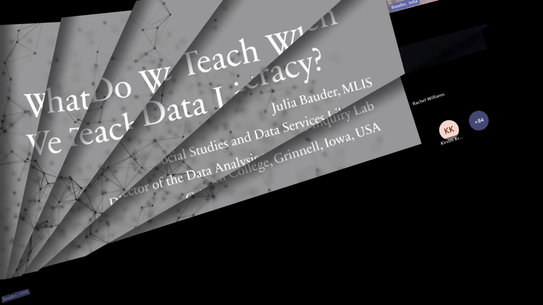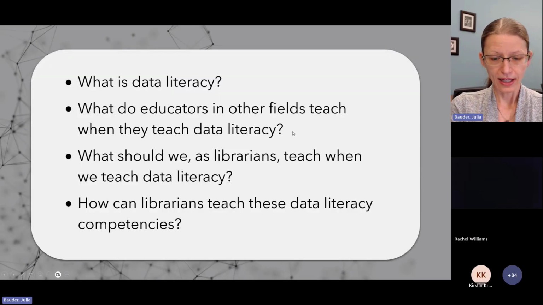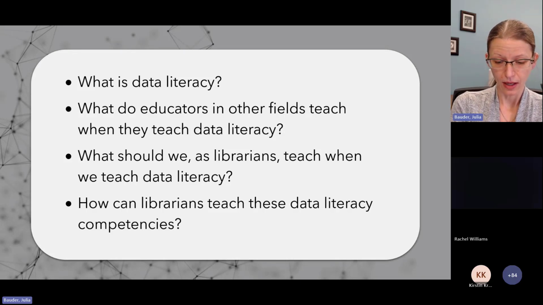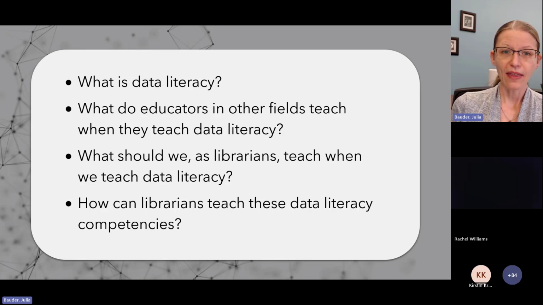So the title of this talk, What Do We Teach When We Teach Data Literacy, is intentionally ambiguous, and I'm going to attempt to answer this question from two perspectives. With a broad definition of "we," looking at what educators in the disciplines, not librarians, but educators in other fields, teach when they teach data literacy. And then, given what students are being taught in their classes in the disciplines that they are studying, what should librarians be teaching when we teach data literacy to best complement the data literacy instruction that is happening in the disciplines? And then I'll close with some pedagogical strategies for teaching these data literacy competencies.